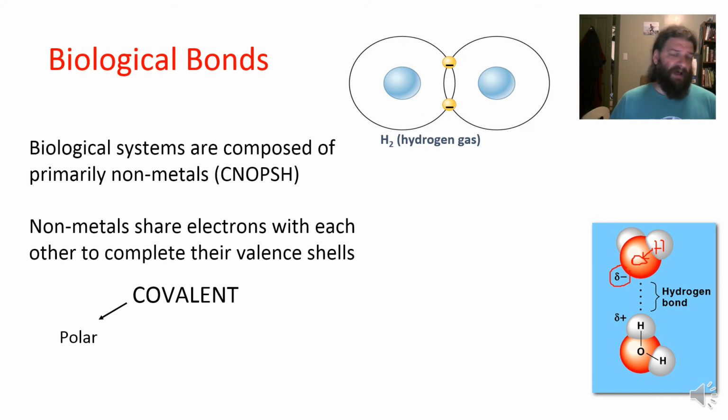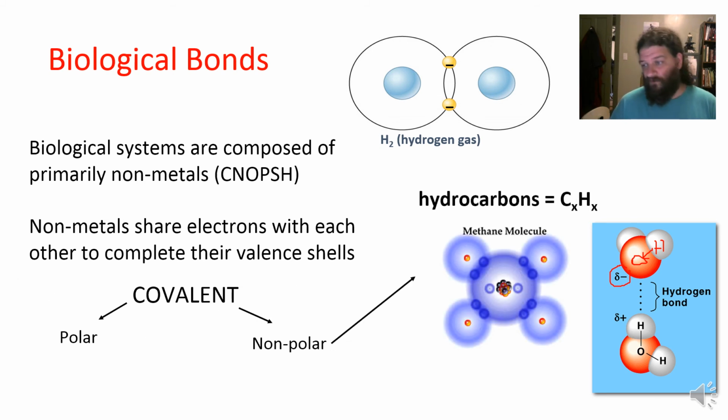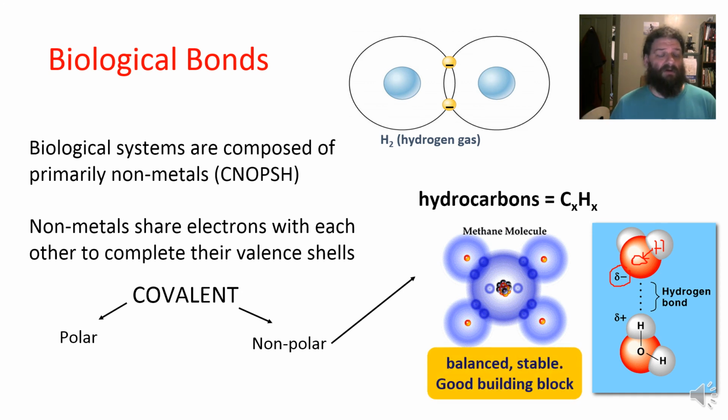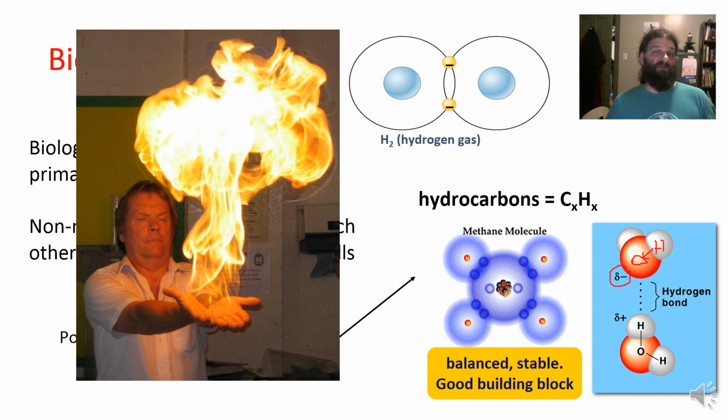But when the electrons aren't shared fairly equally, we call those polar bonds. There are also non-polar bonds when the electronegativity difference between the two atoms is negligible, and in hydrogen and carbon they are about the same, so there isn't much of an electronegativity difference. So methane molecules and hydrocarbons are stable, they're balanced, they make great building blocks. They can contain quite a bit of energy, and so they also make for good fuels.